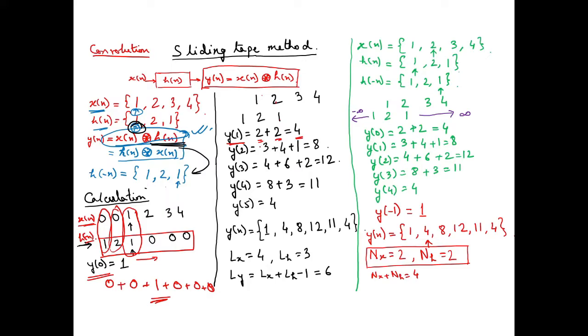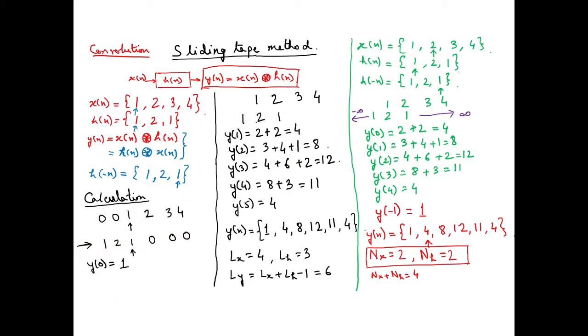Okay. So similarly, if we have to calculate y2, we have to move to the right. So if you move to the right, then 3 multiplied by 1, 3. 2 multiplied by 2, 4. 1 multiplied by 1, 1. So we get 8. Now, say y of 3: three multiplied by two, 6, 2 multiplied by 1, 2, 1 multiplied by 0, that would be 0, so we get 12. Similarly, we can find out y4, y5. So y4 comes out to be 11, and 4 is the last one. Okay.